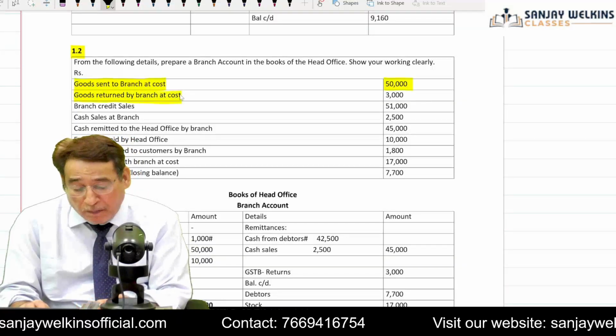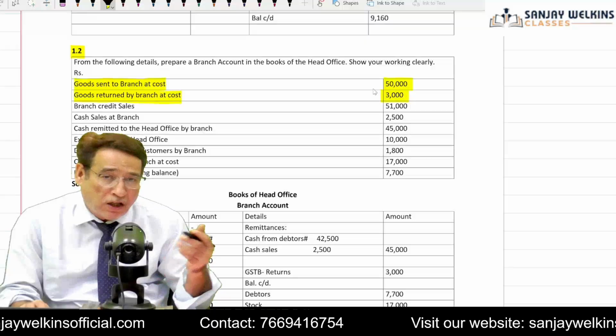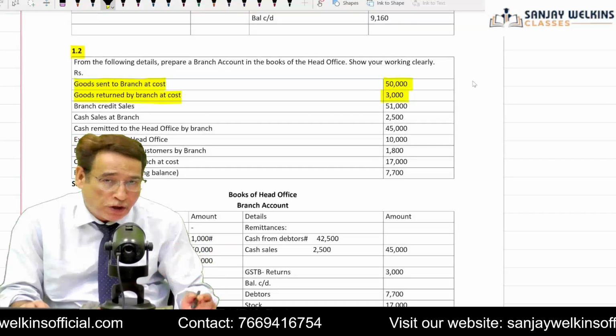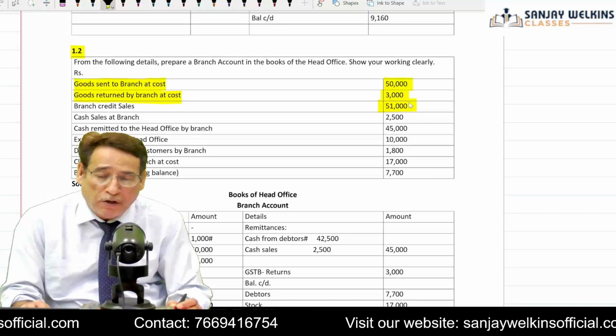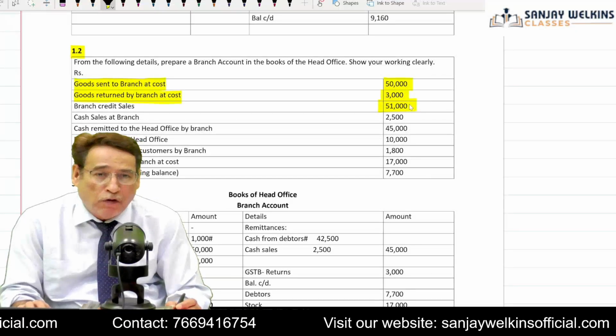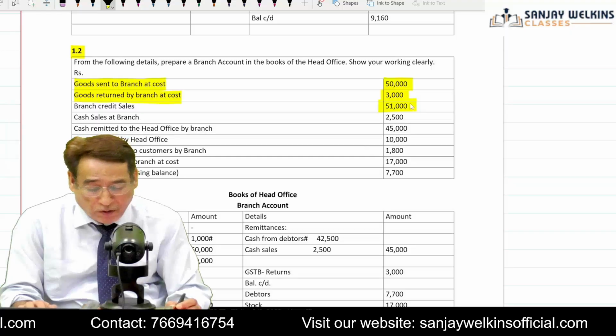Goods returned by branch at cost. So goods costing 3,000 have been returned. I am going to put it on the credit side of branch account. Branch credit sales. Now I am tired of telling you that credit sales will find place only on the debit side of the branch debtors.